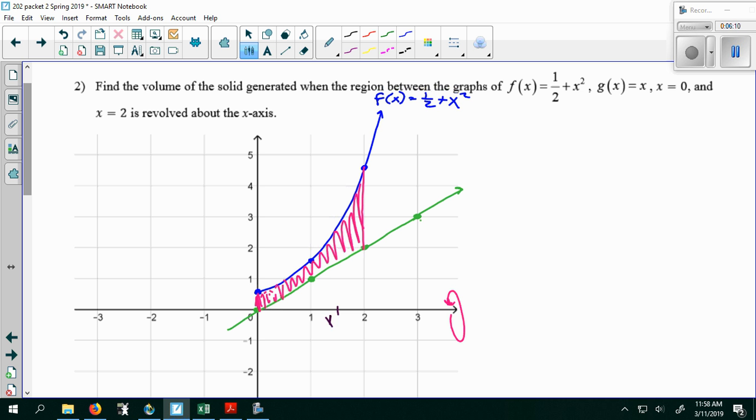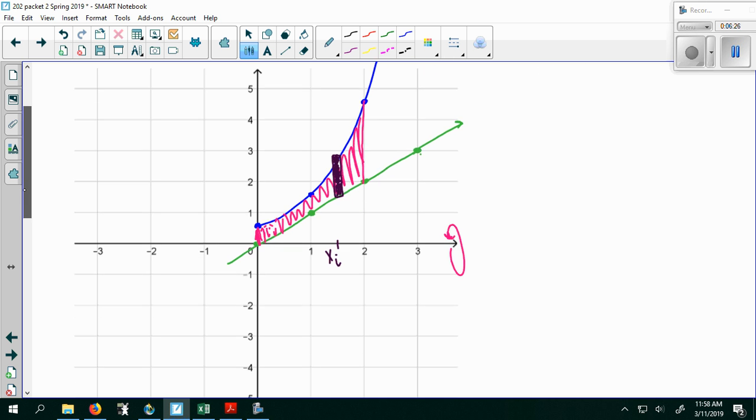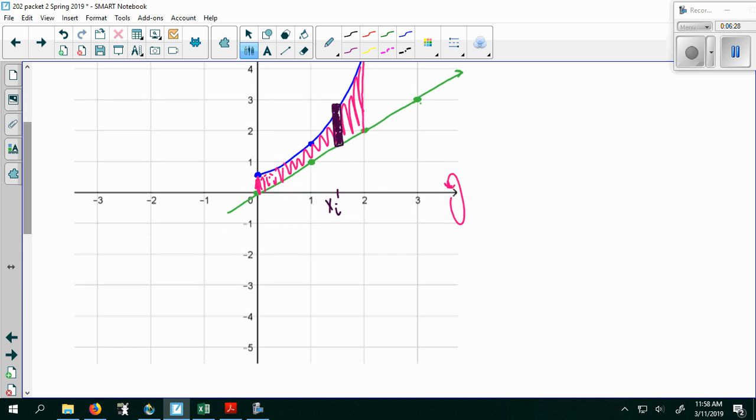This will be x sub i. I'm going to draw a rectangle at that x location. This purple rectangle is my representative rectangle. It's going to rotate about the x-axis, so it's going to create a washer. When I reflect the rectangle over the axis of revolution, it's going to look something like this. And I have this washer.